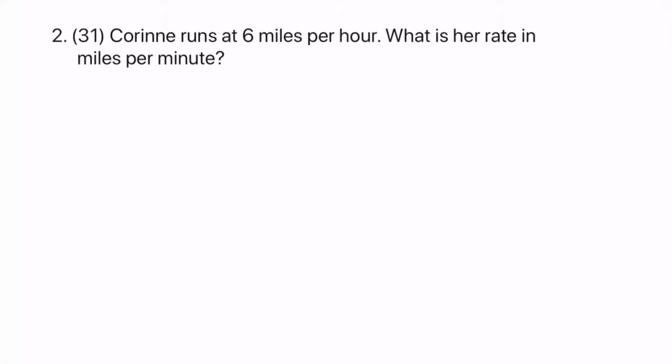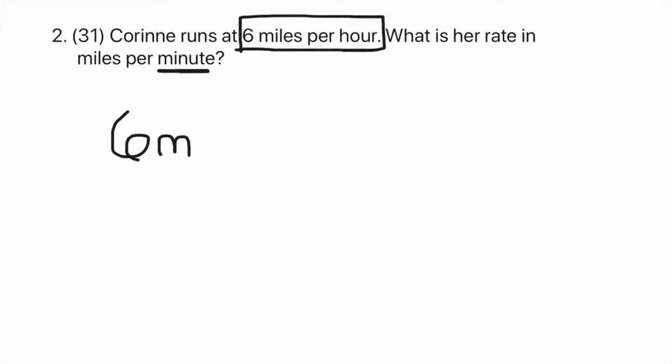Number 2 is from lesson 31, and it says Corinne runs at 6 miles per hour. What is her rate in miles per minute? So notice we're going from miles per hour to miles per minute. So we're going to need to use a unit multiplier. So we always start with what they gave us, and that's 6 miles per hour. So 6 miles per 1 hour.